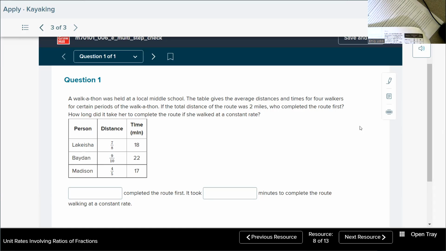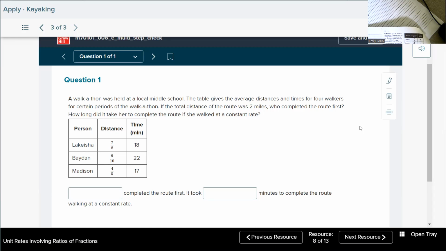So we've read it once. We're trying to figure out what they're asking us. We're trying to figure out what our context is. So let's read it again. Are you ready? A walkathon was held at a local middle school. The table gives the average distances and times for, I'm going to say 3 walkers. I'm thinking that's a misprint. For certain periods of the walkathon. If the total distance of the route was 2 miles, who completed the route first? How long did it take her to complete the route if she walked at a constant rate?